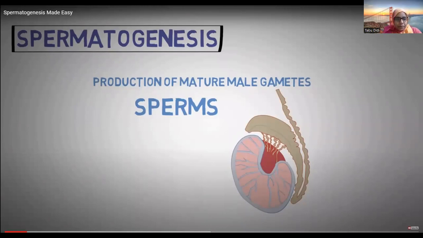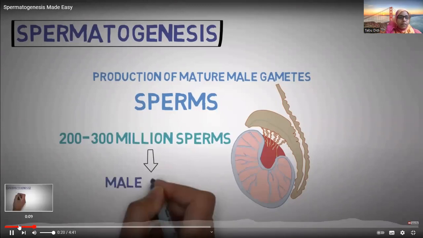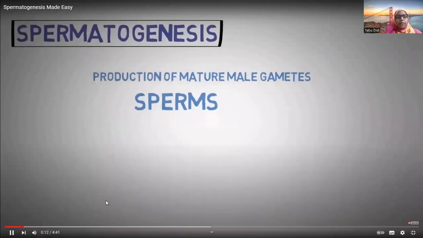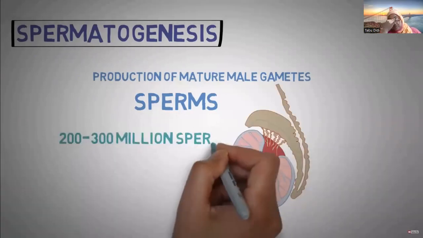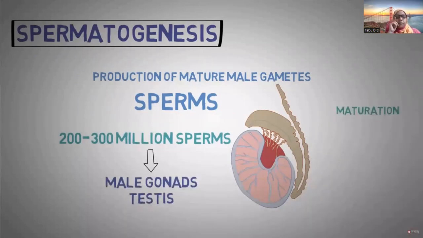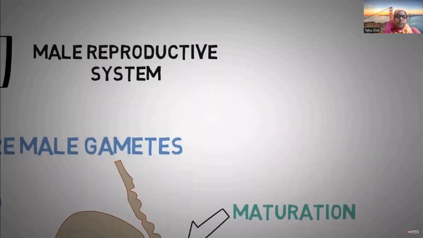About 200 to 300 million sperms are produced daily in the male gonads known as the testes. Spermatogenesis is the production of mature male gametes which are known as sperms. About 200 to 300 million sperms are produced daily in the male gonads known as the testes. These immature sperms also undergo a process of maturation in the epididymis to form the mature sperms. For a better understanding of this topic, make sure to watch our video on the male reproductive system.